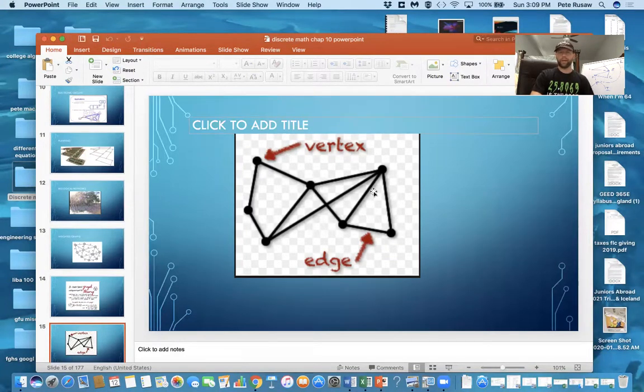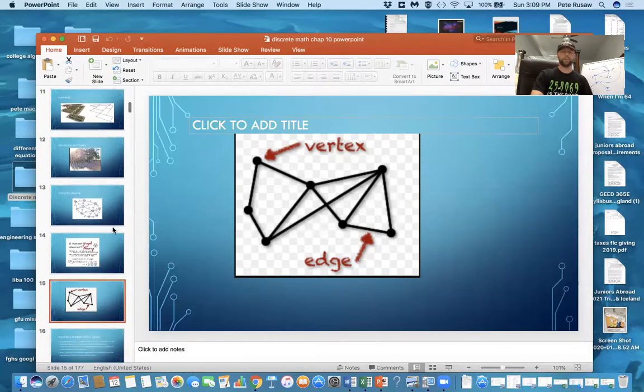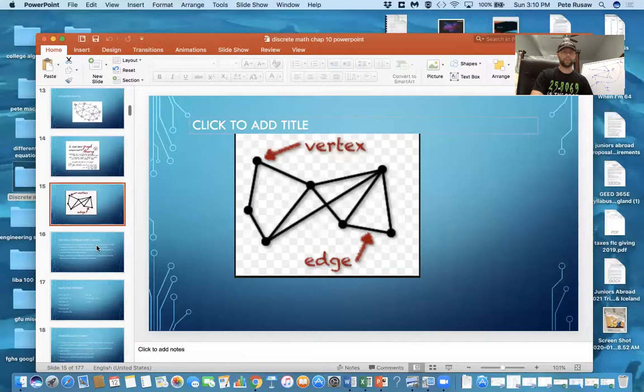This vertex right here would have a degree of 1, 2, 3, 4. And the degree of the graph would be the sum of the degrees of all the vertices. So we'll be very interested in the degrees of vertices, particularly if they're odd or even, and the degree of the entire graph, the sum of the degrees of the vertices.